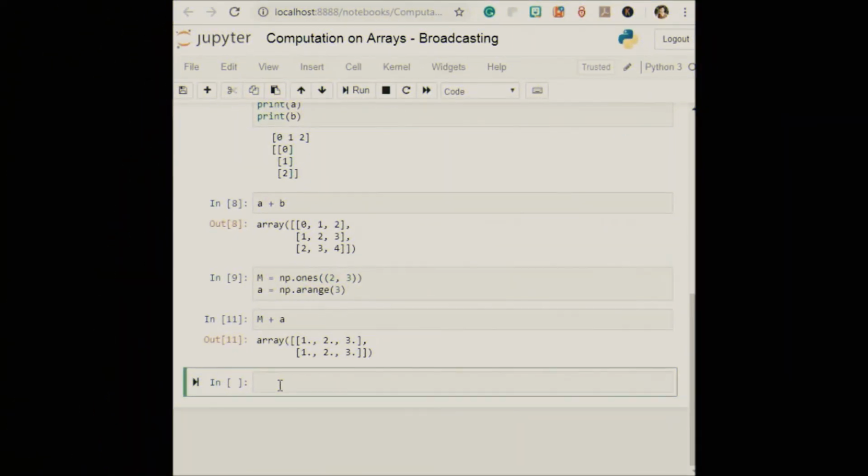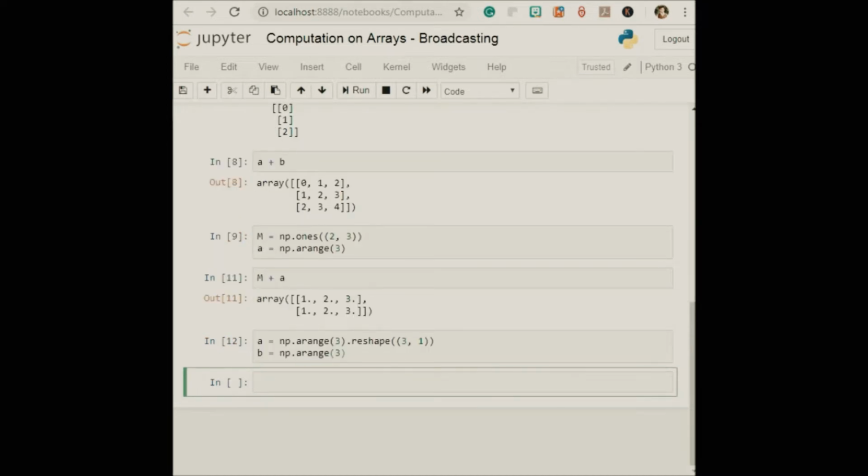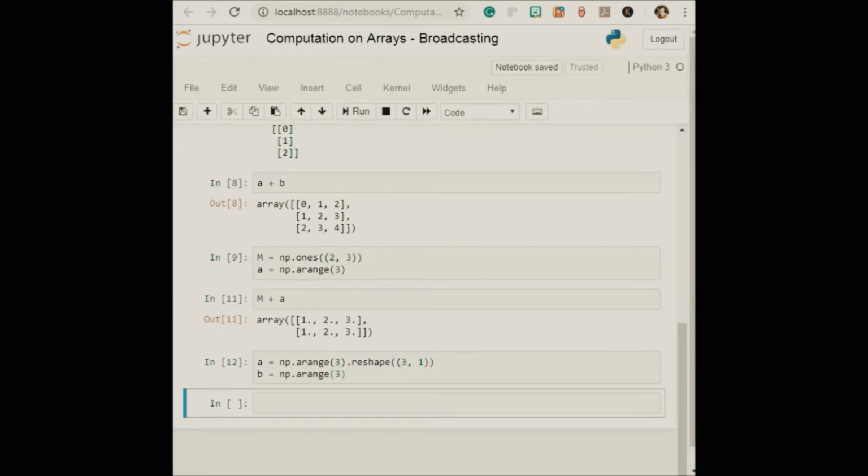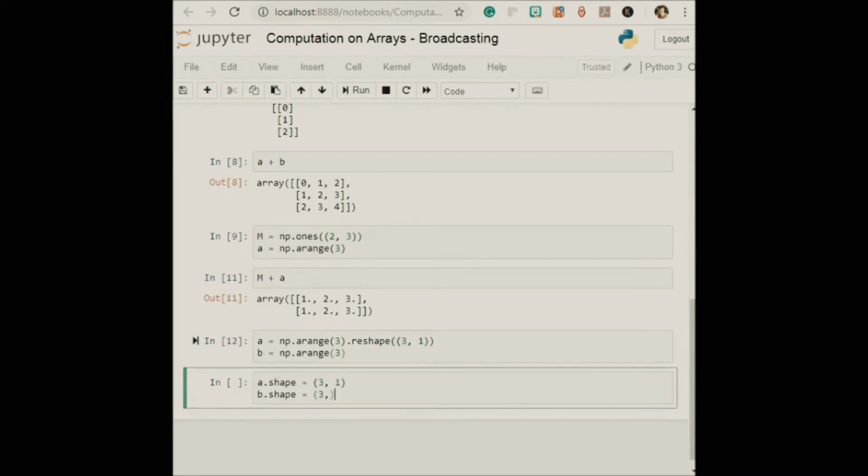Now let's look at the second example, in which both arrays need to be broadcast. A is equal to np.arange(3).reshape(3, 1), and B is equal to np.arange(3). Again, we'll start by writing out the shape of the arrays like this. A.shape is equal to (3, 1), and B.shape is (3,).